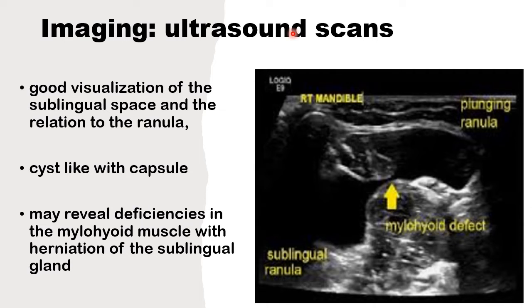Ultrasound scans are a convenient way of investigating ranulas. They are almost always available in most hospitals, not expensive, require a short examination, and give good visualization of the sublingual gland, the sublingual space, the ranula from the sublingual gland, the defect in the mylohyoid muscle in the floor of the mouth, and the plunging ranula subcutaneous in a part of the neck.